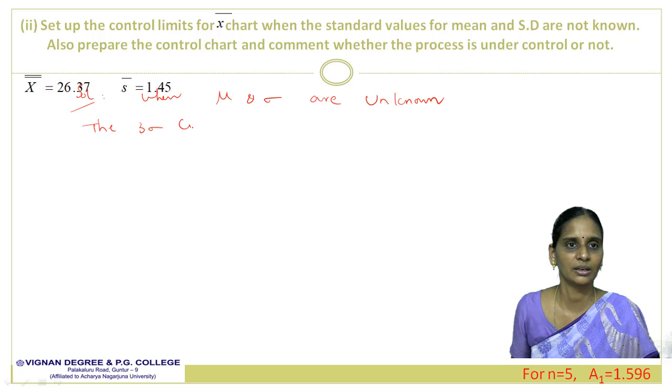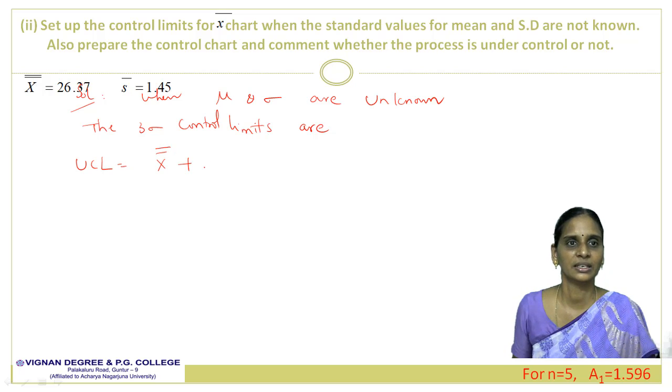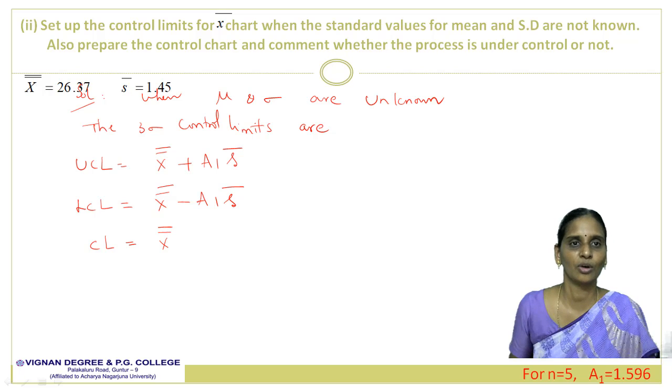The 3 sigma control limits are: UCL is equal to X double bar plus A1 into S bar, and the formula for LCL is equal to X double bar minus A1 into S bar, and the CL is X double bar. Now we have to substitute these values in this expression.